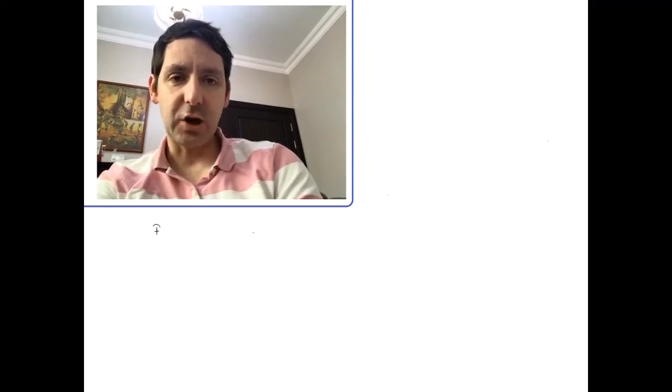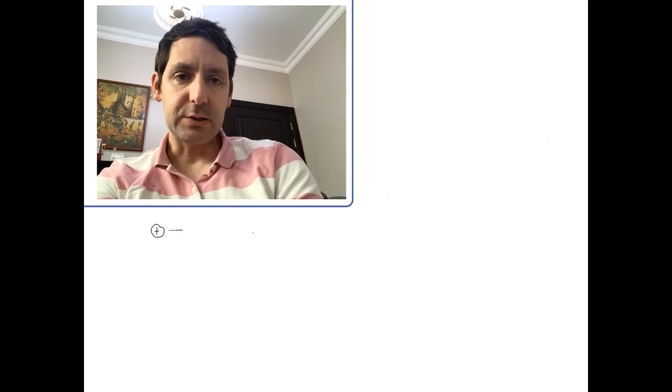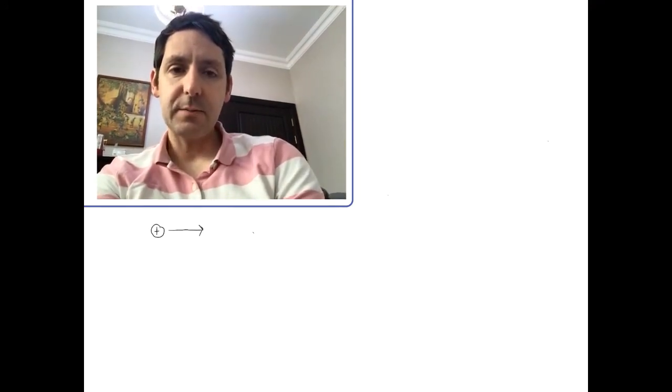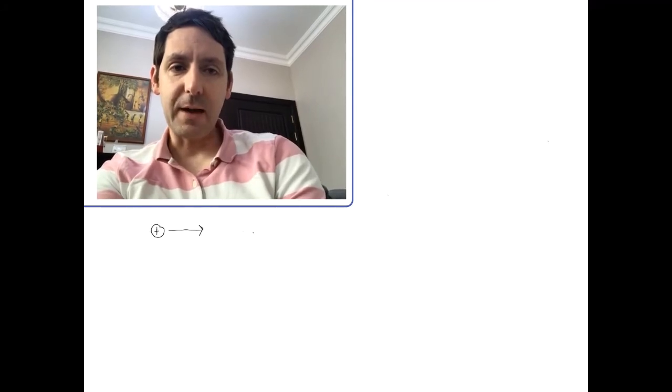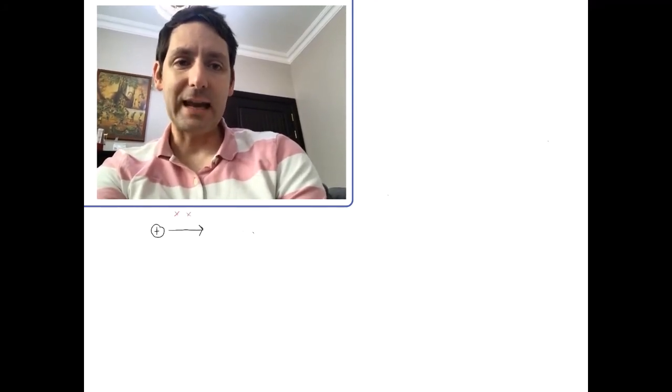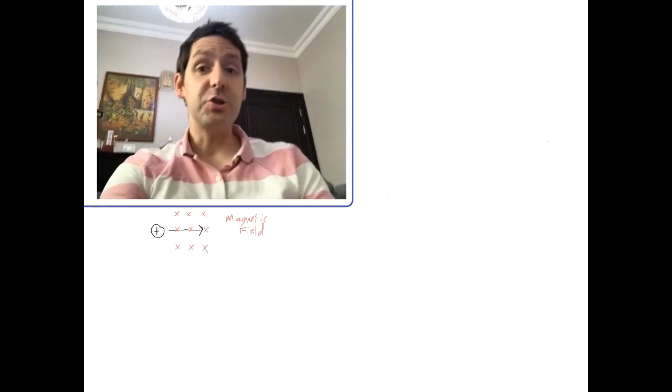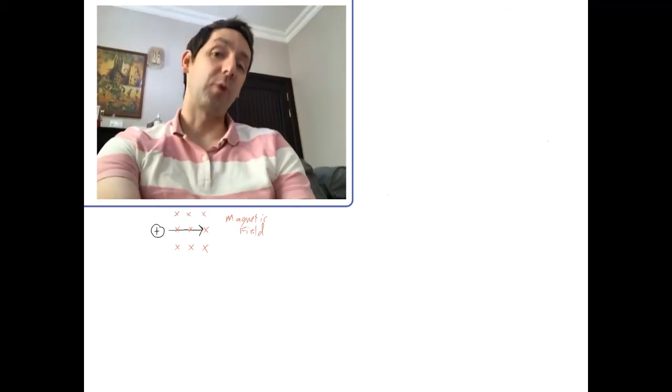Let's consider our first situation here. Let's consider that we have a positive charge that's moving to the right, and we're going to have it pass into a magnetic field that is going into the page. And remember that X's represent into the page. Now I'm going to introduce to you a third right-hand rule.